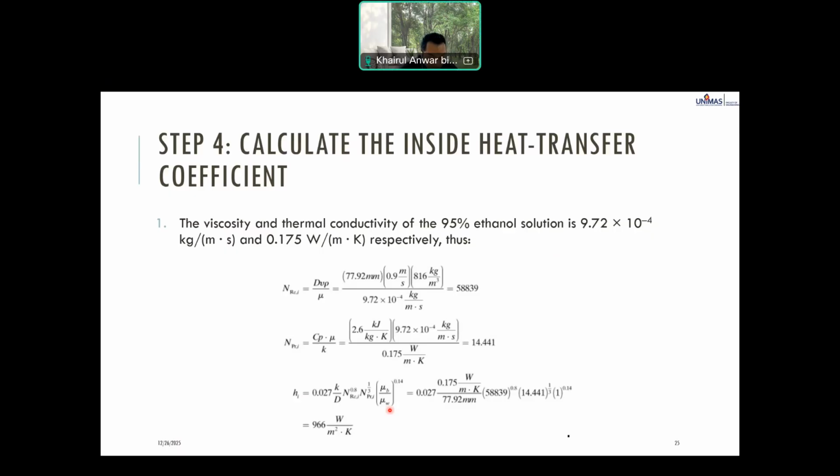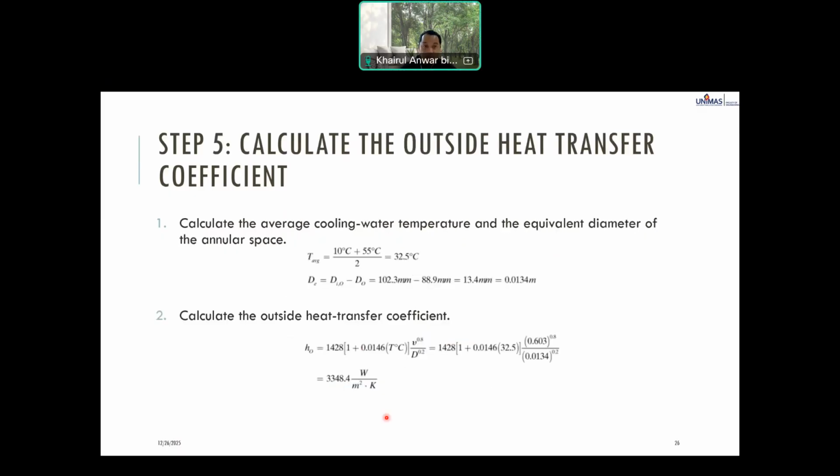Mu B over mu W is equal to 1. Then we get 966. So all the value is available in here or here. Cp. Step 5.